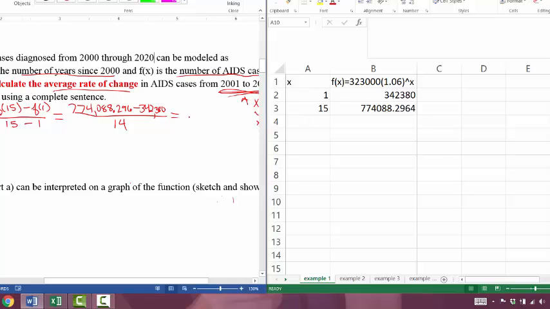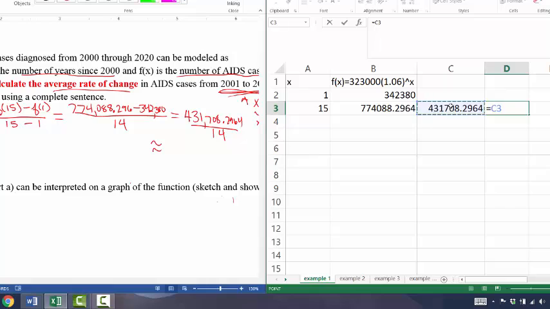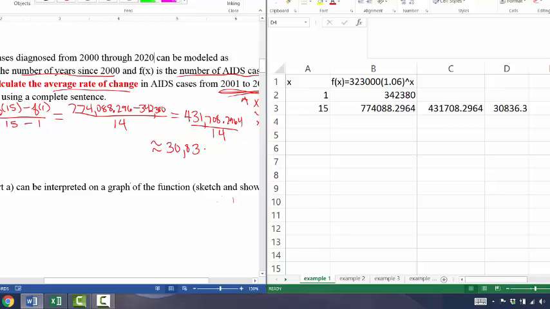We can use Excel to help us calculate that difference. So when I subtract them, it'll equal this cell minus this cell. I get 431,708.2964 all over 14. And so again, in Excel, I can have it calculate that difference, that y2 minus y1 divided by 14. So I'm going to say it's approximately 30,836.3.